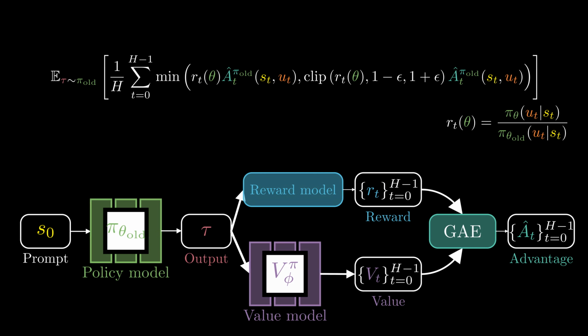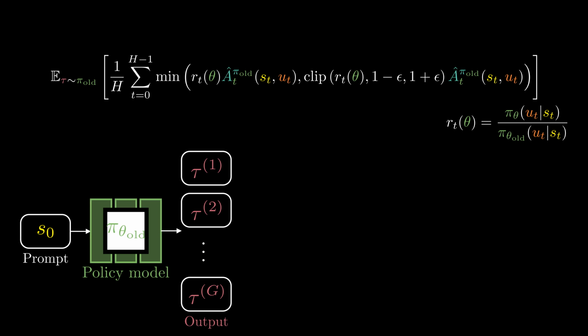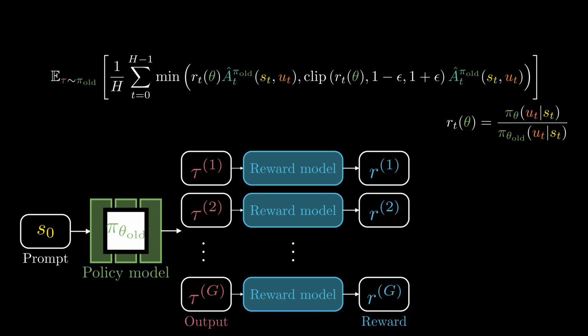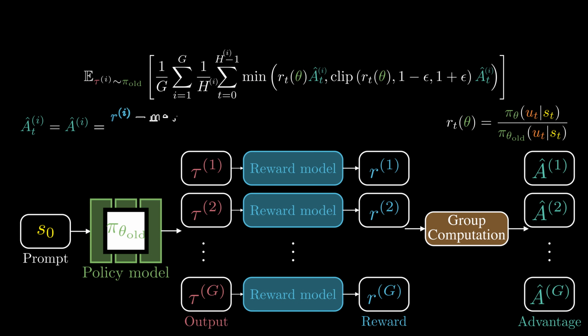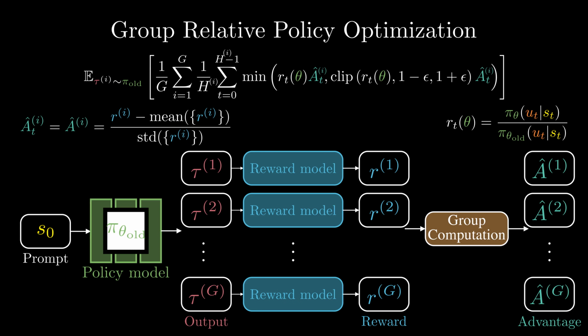How can we simplify this? Instead of generating just one output per question, we can generate a group of outputs. We then run our reward model on each output and assign rewards accordingly. Next, we normalize these rewards within the group, subtracting the mean and dividing by the standard deviation to obtain the advantage for each path. In this approach, every time step along a given path uses the same advantage value. This simple and efficient algorithm is called Group Relative Policy Optimization, or GRPO. It's the core learning algorithm behind the success of DeepSeek-R1.